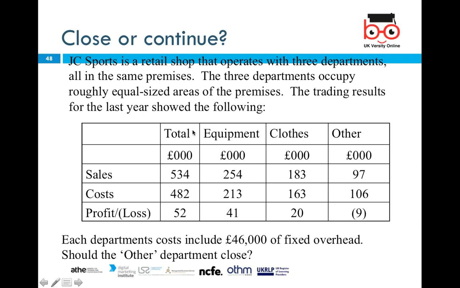One sports company is a retail shop company that operates with 3 departments: equipment, clothes, and others. These are the 3 departments, all in the same premises. The 3 departments occupy regular, equal-size areas of the premises. The trading results for the last year showed the sales of the 3 departments, the costs of the 3 departments, and the profits and losses of the 3 departments. Each department's costs include 46,000 of fixed costs. So every department has a 46,000 fixed cost.